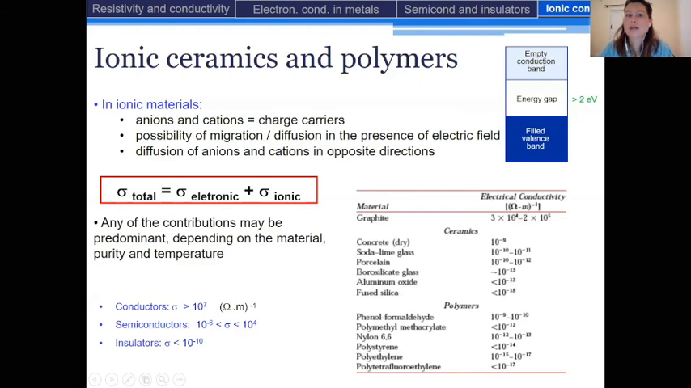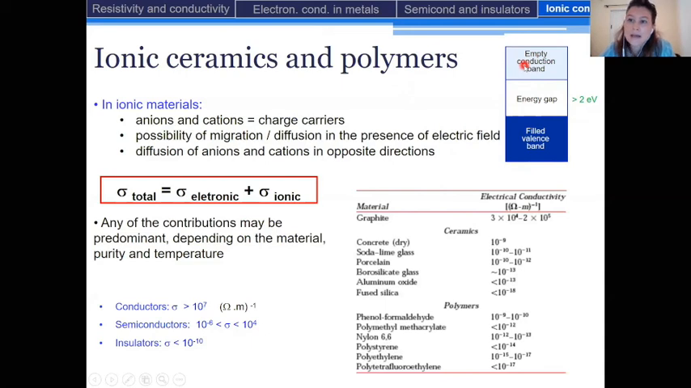Finally, let's have a look at ionic ceramics and polymers. Most of them are insulators, which means that the energy gap between the valence band and the conduction band is quite high, superior to 2 electron volts. That's why even by thermal energy, only a very small amount of electrons will be excited up to the conduction band.